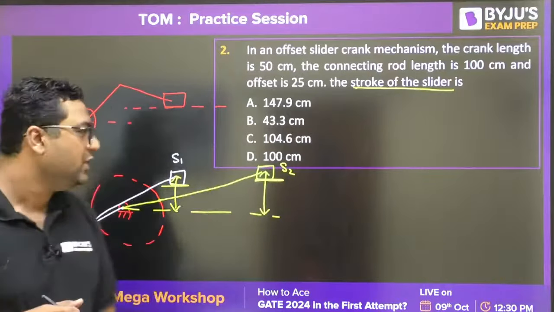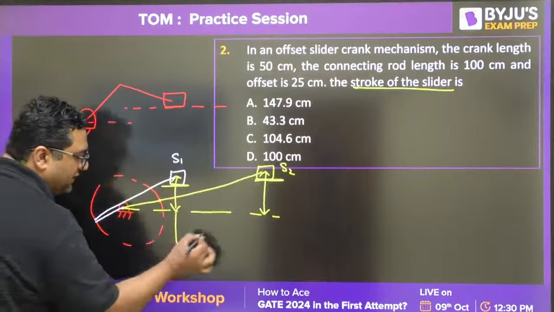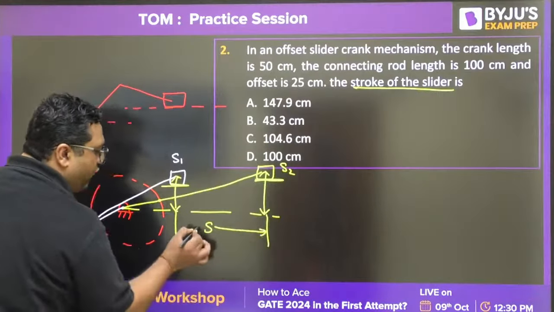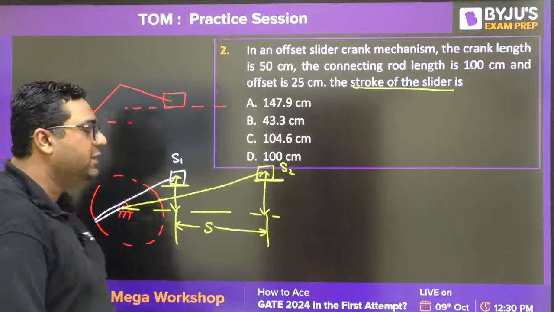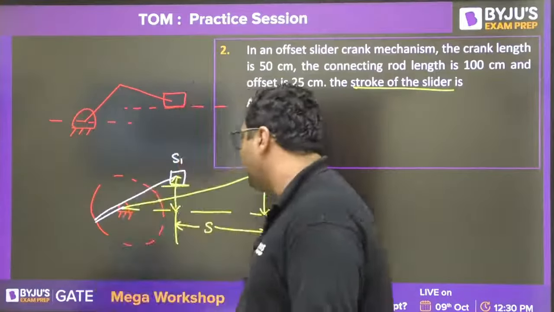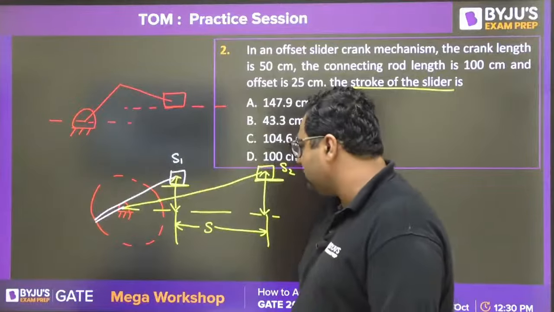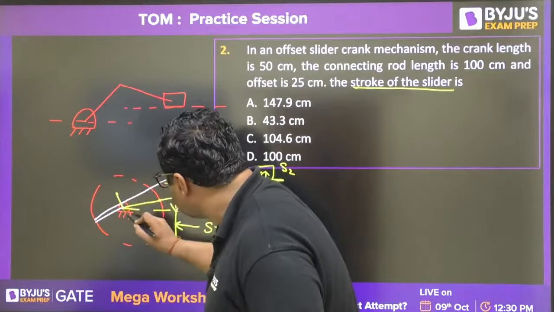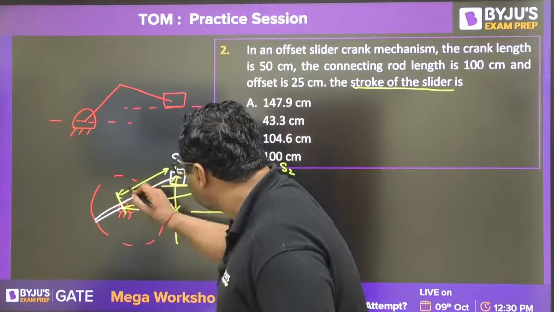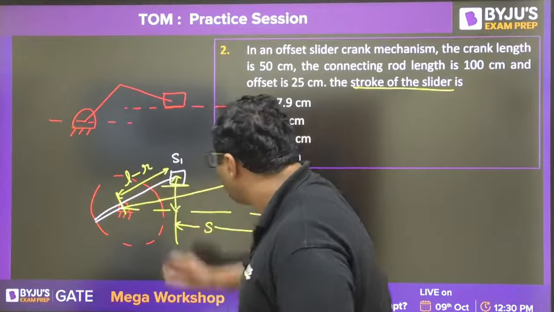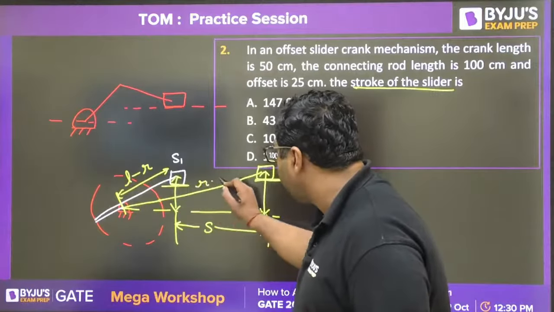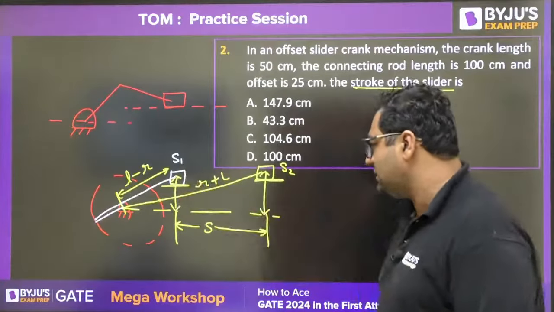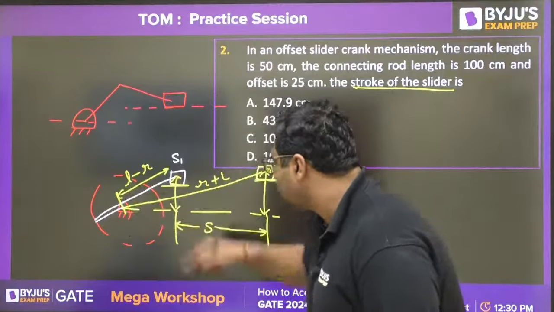Very good, guys. So you need to find out this distance. This is going to be the stroke length of this mechanism. Okay. So you need to find out this distance. And if you need to find out this distance, you know that this distance is nothing but L minus R. And if you see this, it is R plus L. So if you see, offsets are given to us.